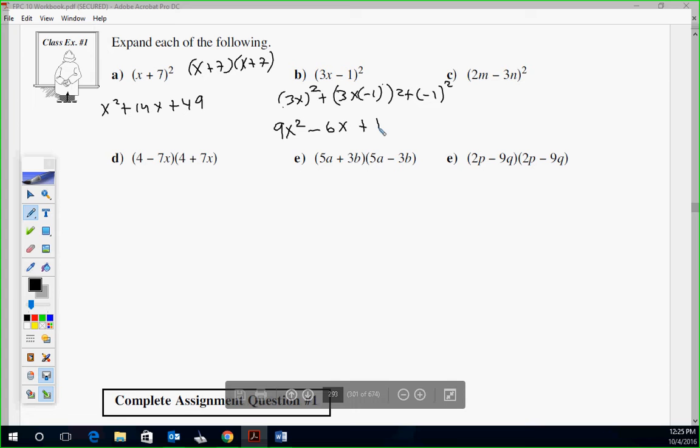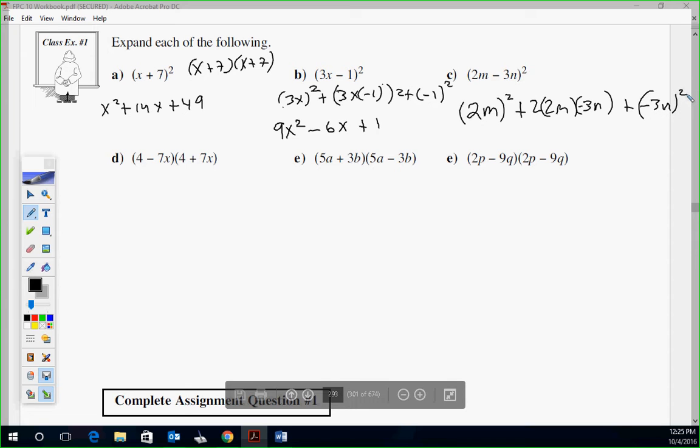Okay, I'll try to do it a little bit better here. That was a little bit unorganized, so let's try this one. 2m squared plus 2m times negative 3n times the 2 plus negative 3n squared. I'm just going right off that pattern, so that one's the middle one.